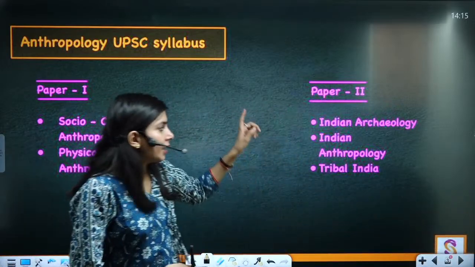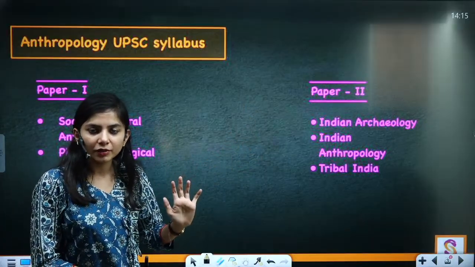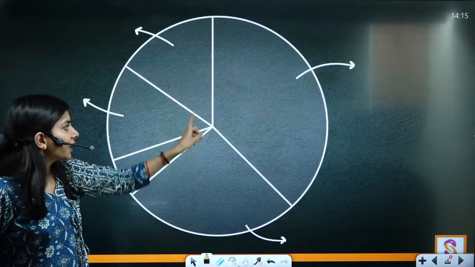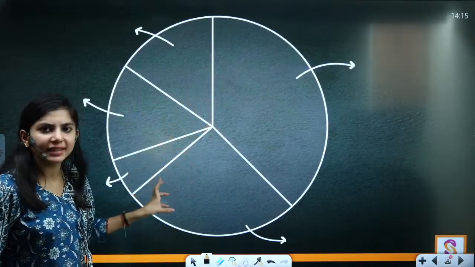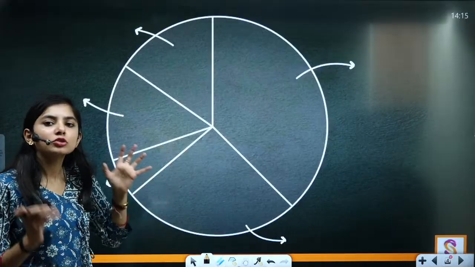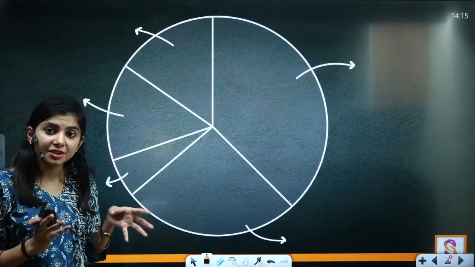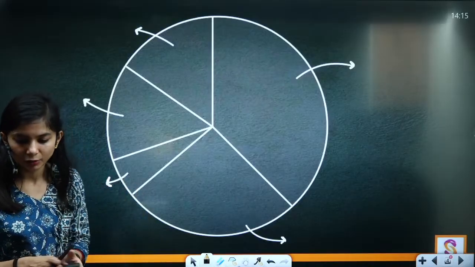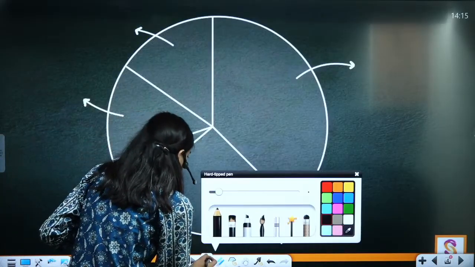Now let me give you the basic overview. So this is a basic circle. Here you can see the basic percentage. So I'm going to fill it up so that you will get the idea how much attention should be given to a certain part for your anthropology optional. Okay, so let me give you the basic overview.